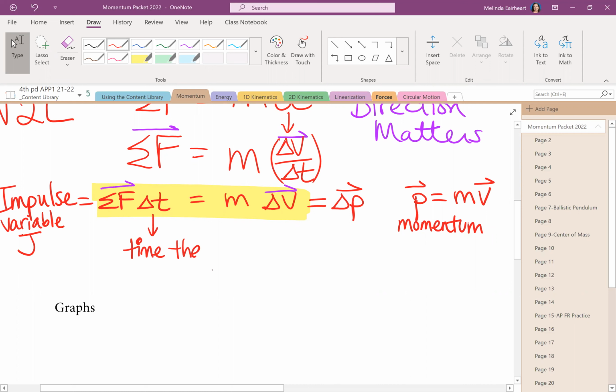And so just note to self that this time is the time that the force exerts. So it's during the throw, it's during the hit, it's during the kick. If you kick a ball, right? Does this make sense?